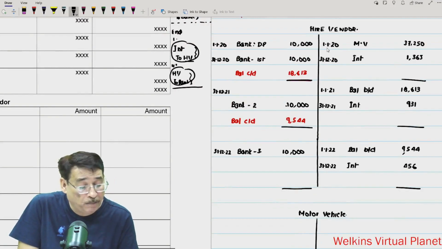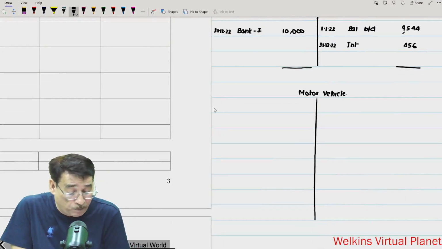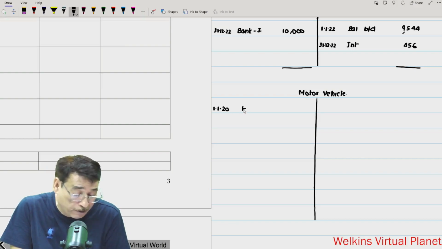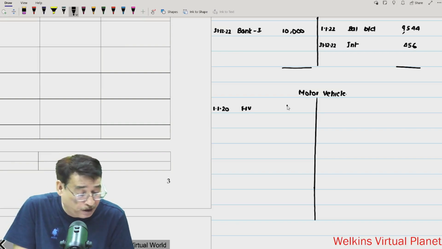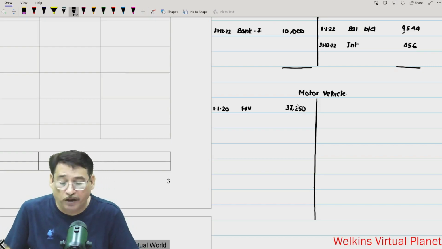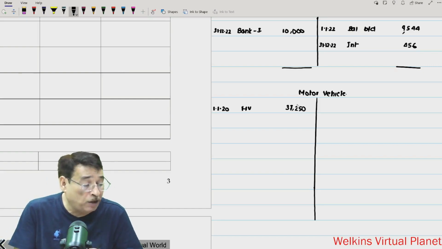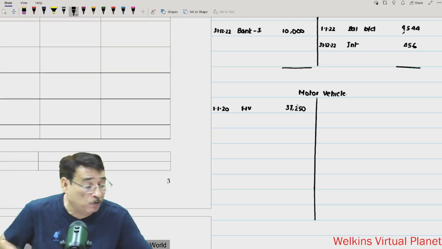We have seen that we wrote in the beginning on 1/1/2020 by motor vehicle. So quite obviously, towards the debit side of motor vehicle, I am going to write 1/1/2020 to hire vendor, and the price will be 37,250. I am the purchaser. In substance, I am also the real owner. In substance, I am the owner, even though I may not be the real owner.